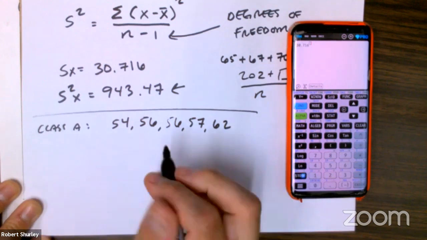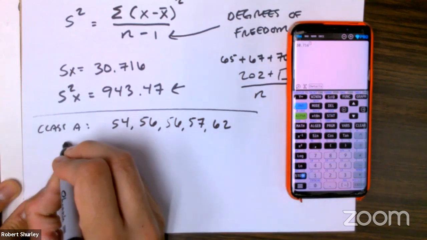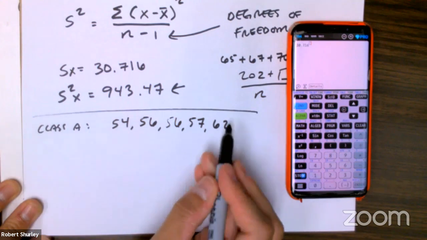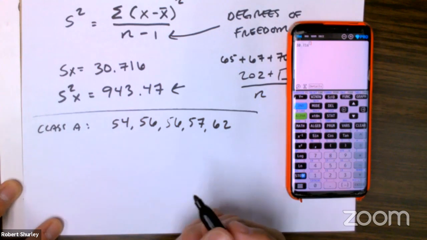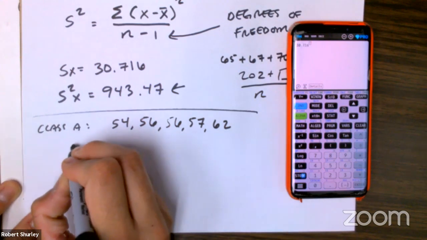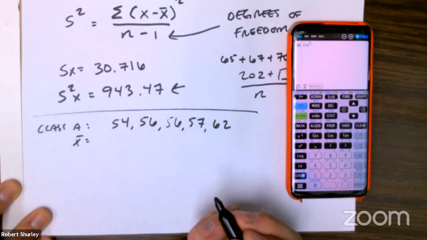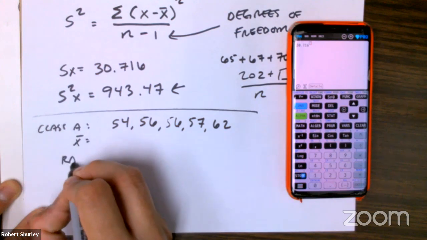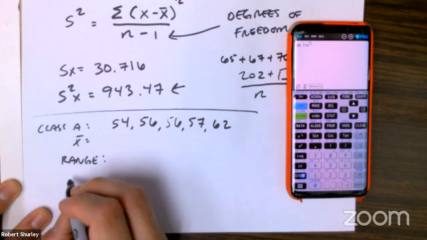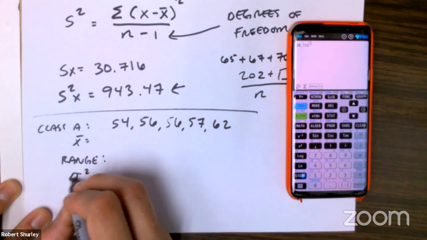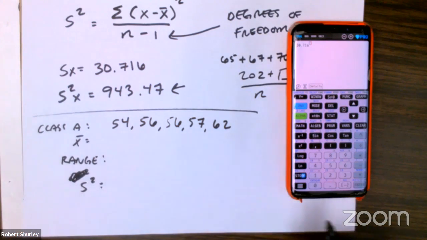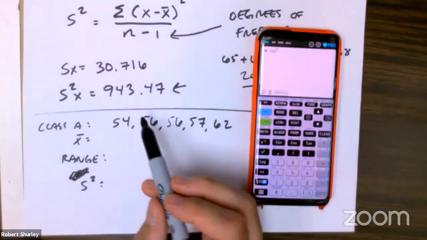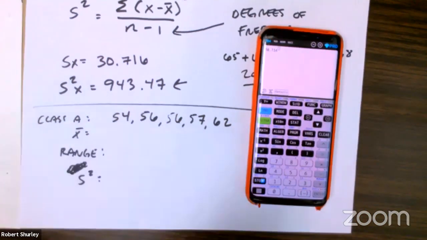Okay. So I'm going to find a few things from this. We'll consider this a sample from class A. We'll get the average, the mean, we're going to get the range, and we're going to get the sample variance. Okay. So I'm going to go over to the calculator. I'm going to put these 1, 2, 3, 4, 5 data values in.